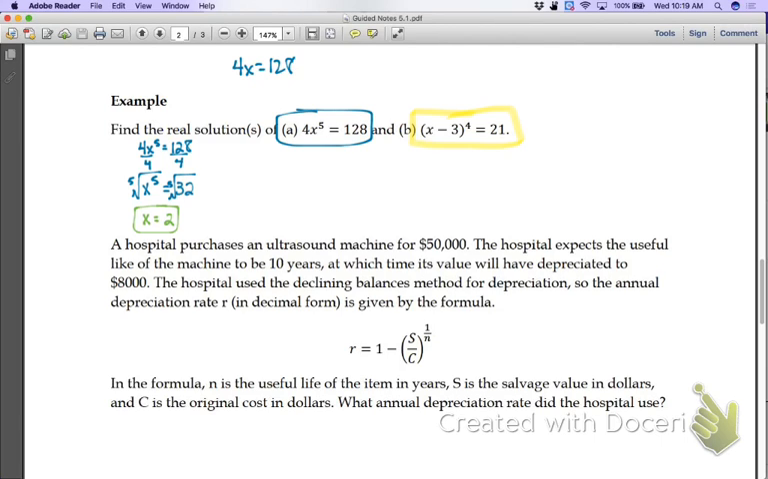Same way then on B, if I have x minus 3 to the fourth power equal to 21. Now this one's a little bit different because I have a parenthesis, and I need to solve for the variable inside the parenthesis. You've already done problems that looked like this right here, where it was x minus 3 squared equal to 21. You did that first semester, whenever we solved quadratics then, in chapter 3. Or 2, I don't remember which one.